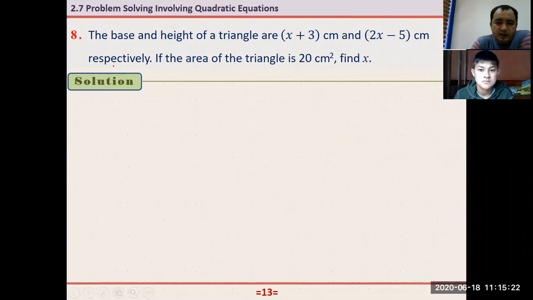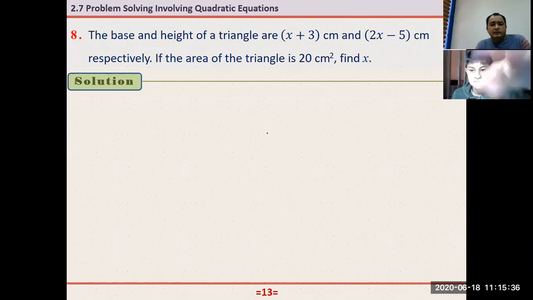Okay, last time we did a few examples related to problem solving involving quadratic equations. So example question 8. This is from exercise 2H, I think. So here the base and height of the triangle. What is base?